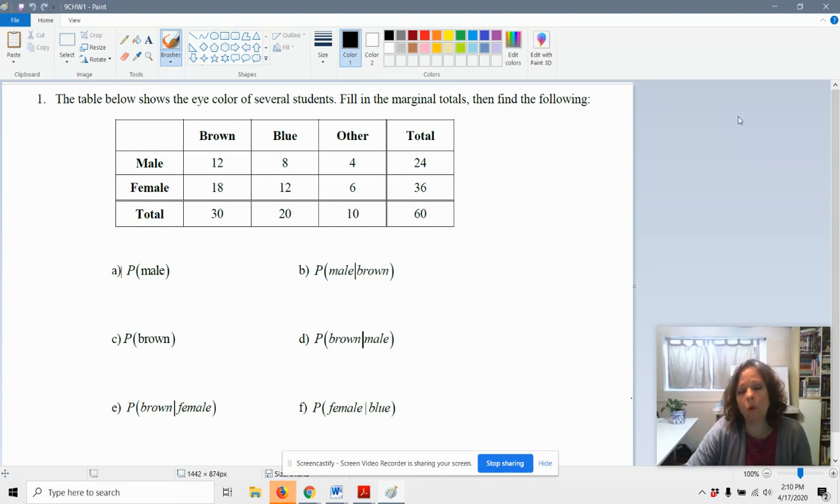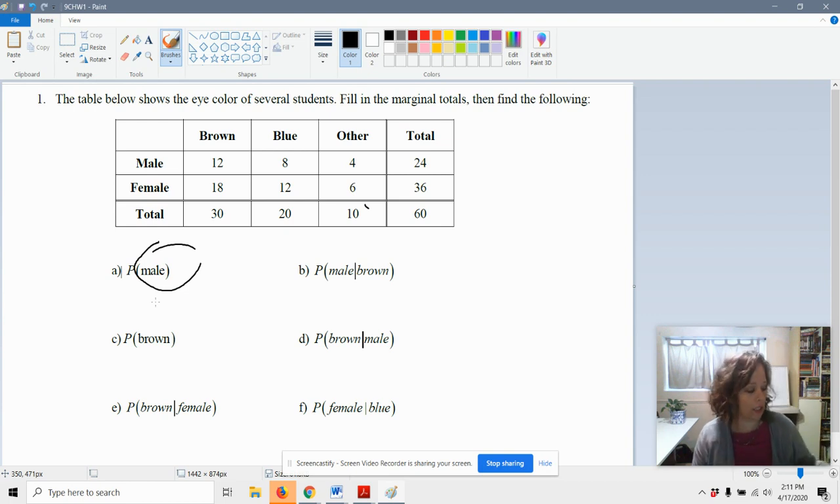So in problem number 1, we're going to start with A. Now when we're looking at A, I want you to notice that I don't have any conditional statement on A, okay? So for A, we're just looking at males, the probability of being male, right? This doesn't have anything to do with a conditional statement.